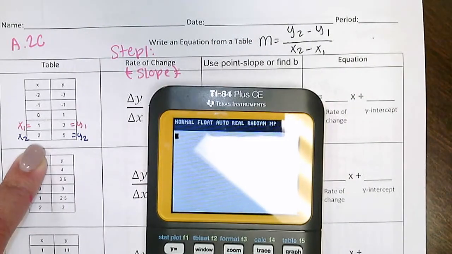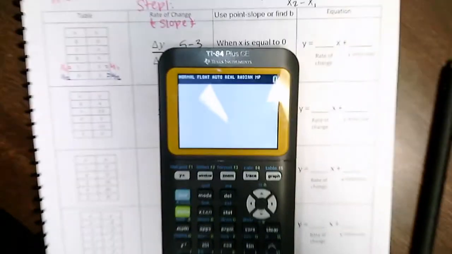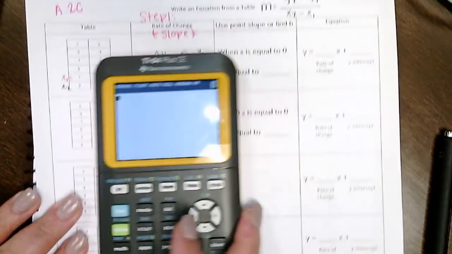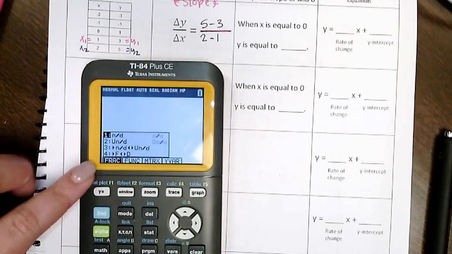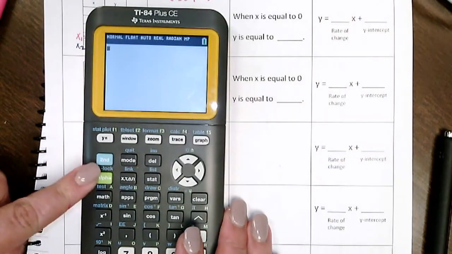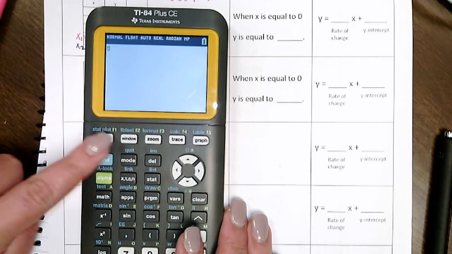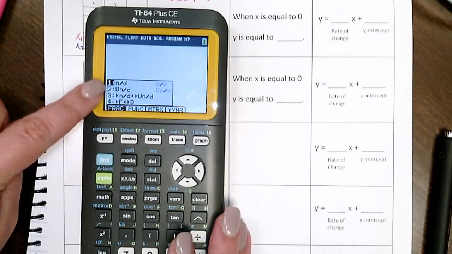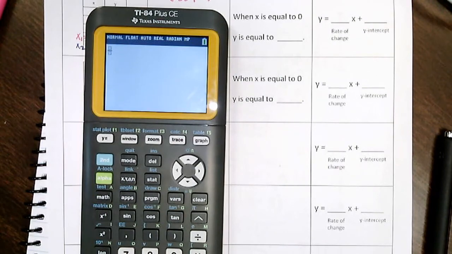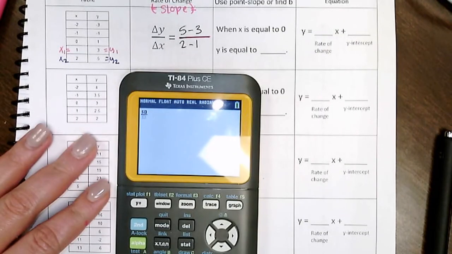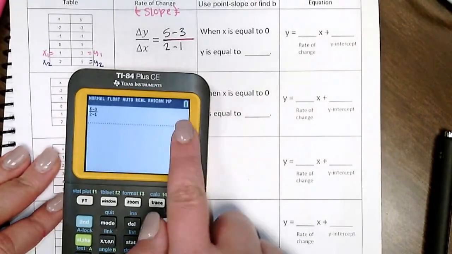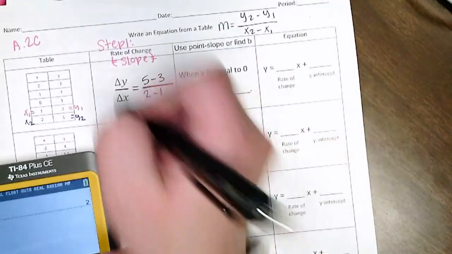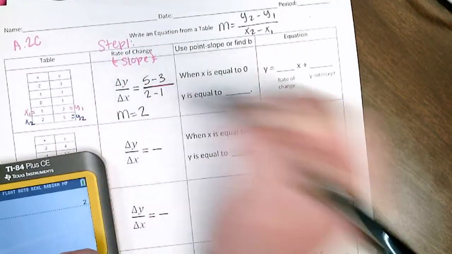So hopefully you have the TI-84 calculator app installed in your Chromebook. If you do not have it, then let me know so I can message you the link. I know that was kind of fast: green button, and then the y equals. Doing that will give you n over d, and you can type in what you have on the top, so 5 minus 3 on the top, down arrow, 2 minus 1. Enter, and that is 2. So our slope here is 2.